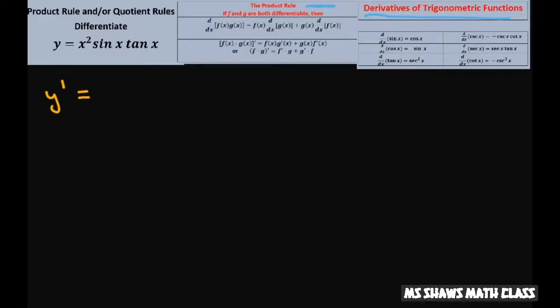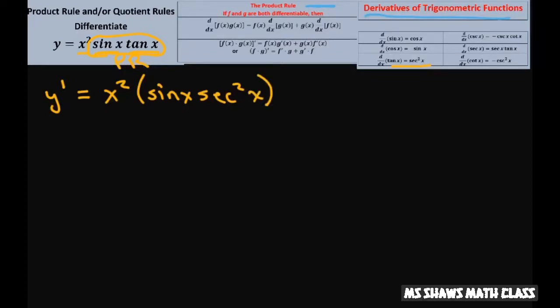Now, we're just going to copy down x squared. So that's your f part, or you can call it your g part. Now, we're going to multiply it by the derivative of this, and we're going to do the product rule for that. So that means you copy down sine x, and then you multiply it by the derivative of tan of x. And the derivative of tan of x is secant squared x.